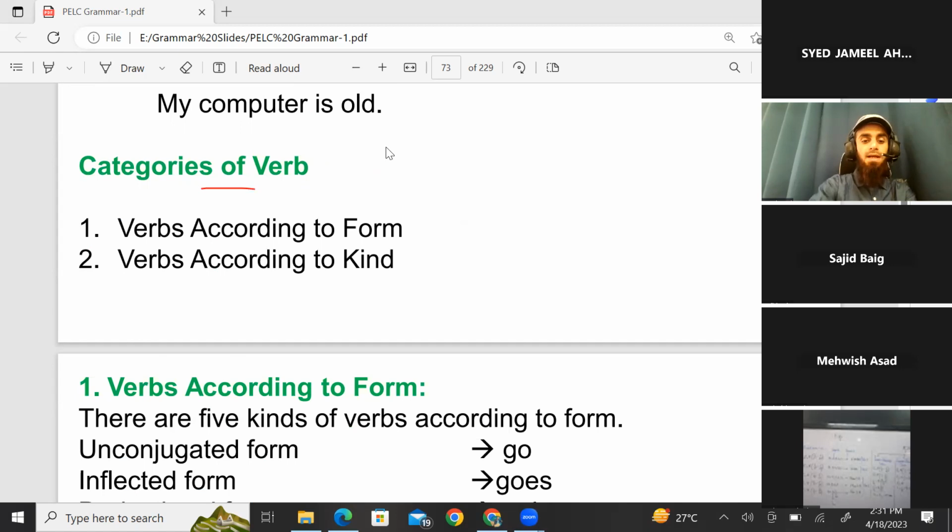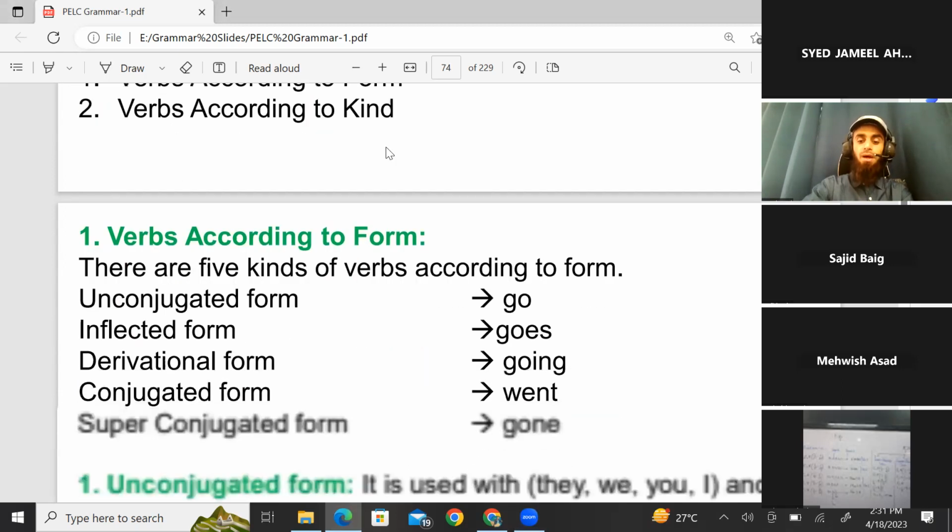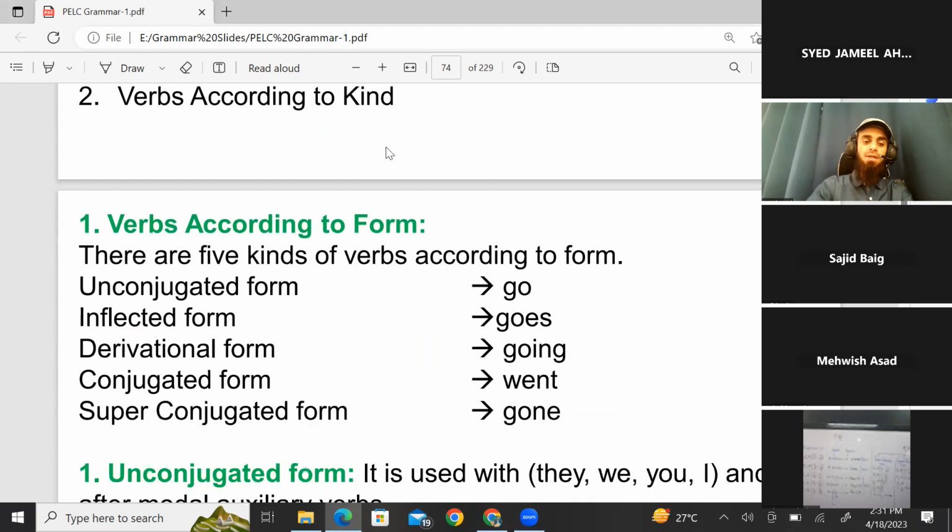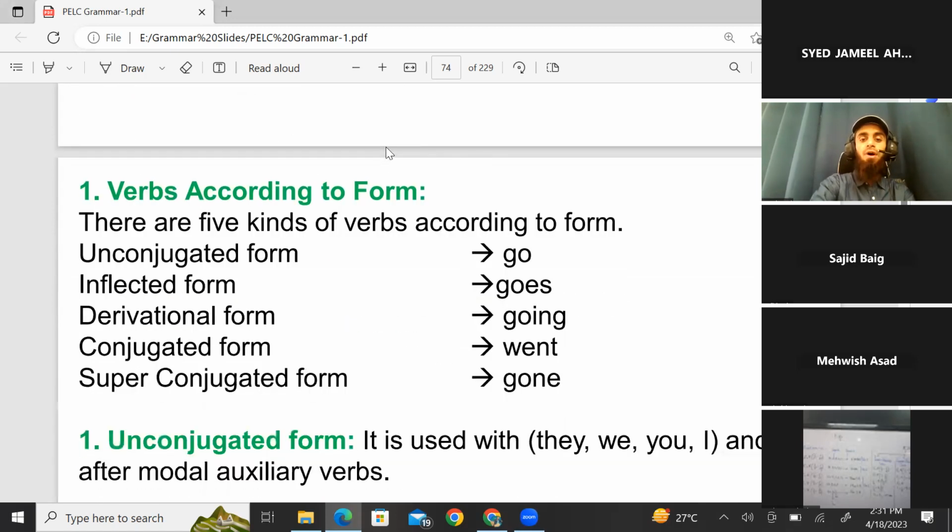Now, categories of a verb according to form and kind. What are the forms and what are the kinds? In form, we have the first, second, third forms, and the structure which we use with s or es, and the ing form of the verb, right? These are going to be called the forms of verb. There are five kinds. We use different kinds in the tenses, and you would be familiar with this.